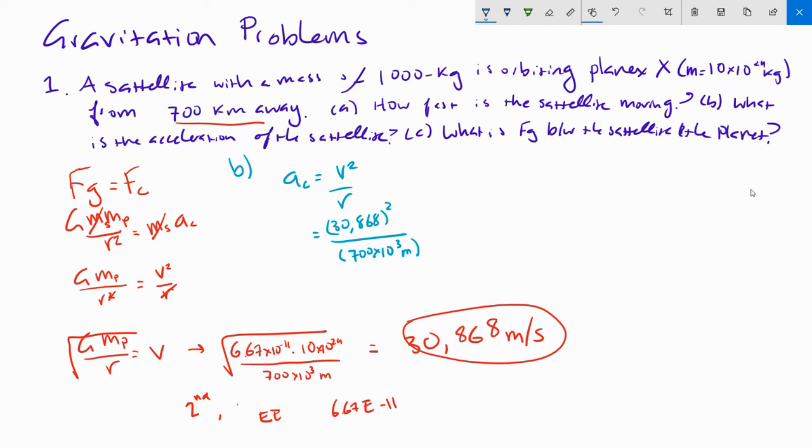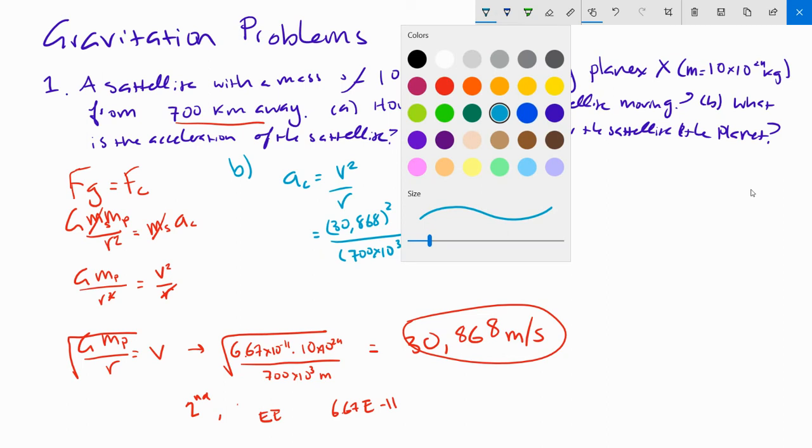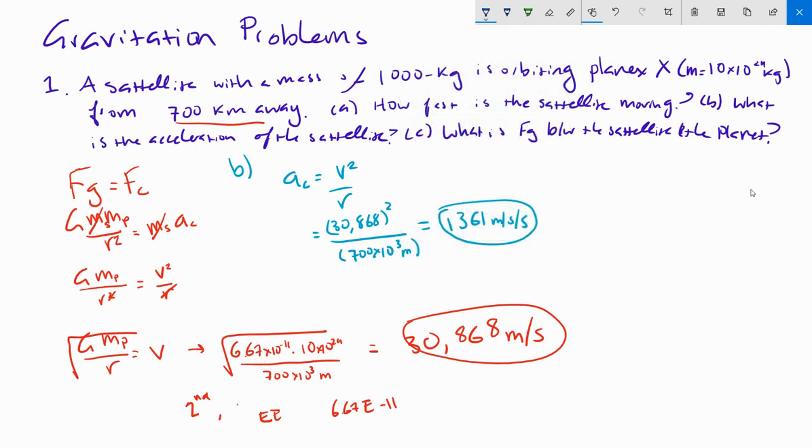Let's plug that in. So I want my number from before, squared divided by 700 times 10 to the third power, and that's going to be 1361 meters per second per second. Again, that is a big number, but these numbers are fake. The last part is to find the FG between the satellite and the planet.